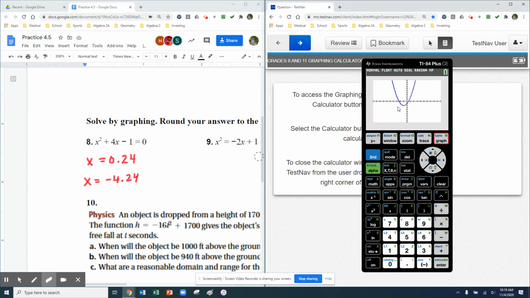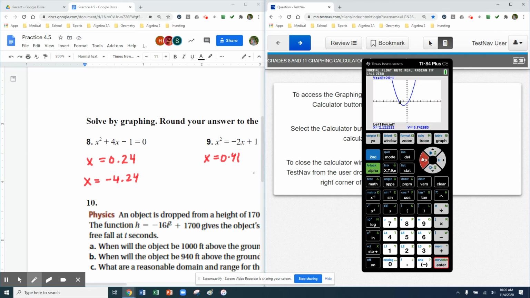We'll hit our graph. And again, you can see it's crossing between -2 and -3, and then between 0 and 1. So we're going to hit second, calculate 0. Left bound, this is left of that 0 on the right side there. Then I'm going to get right bound, hit enter. So my first solution is 0.41, rounding to the nearest hundredth. So x equals 0.41.